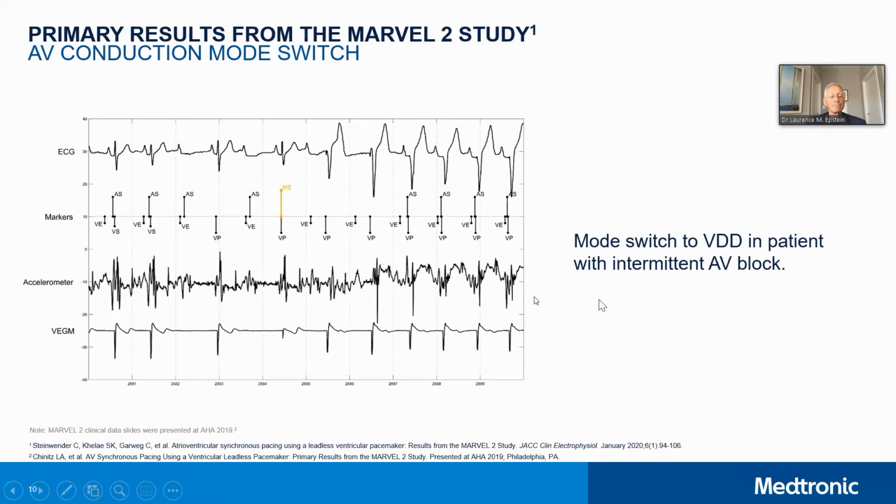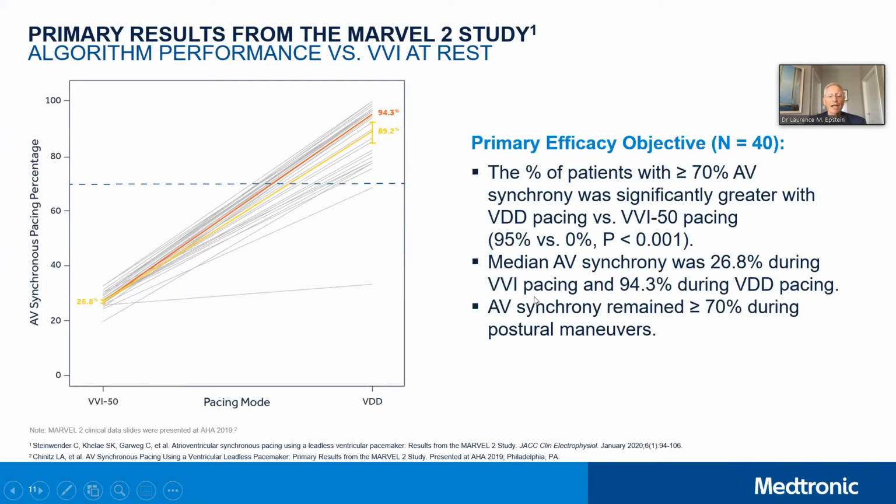Next slide. So the primary endpoint was percent of AV synchrony. We were hoping to see greater than 70% AV synchrony, and that it was going to be significantly greater than in patients in VVI pacing. You know, in my mind, this was a pretty low bar if this algorithm worked at all. Obviously, the degree of AV synchrony if you're VVI pacing is going to be really, really low, and if the algorithm worked at all, it was going to be much better. And that's what we found.